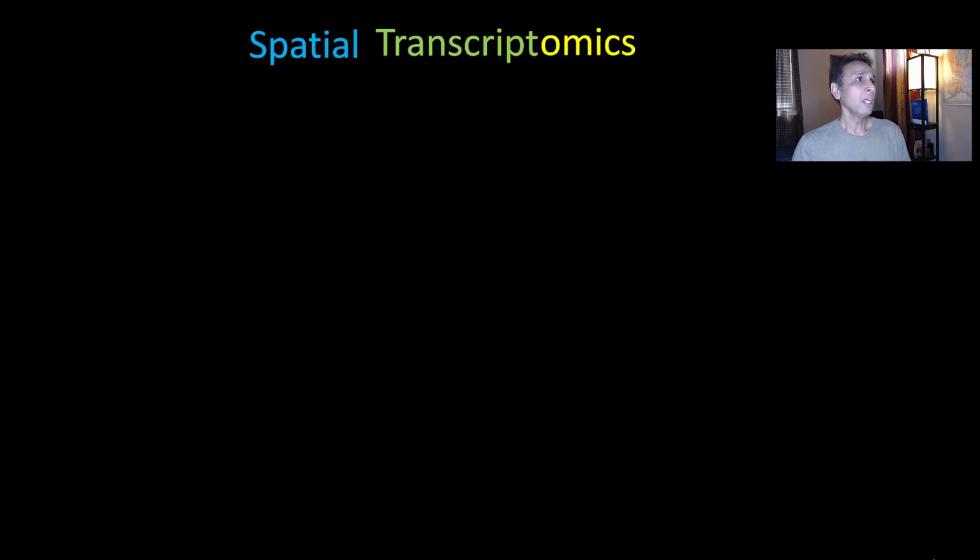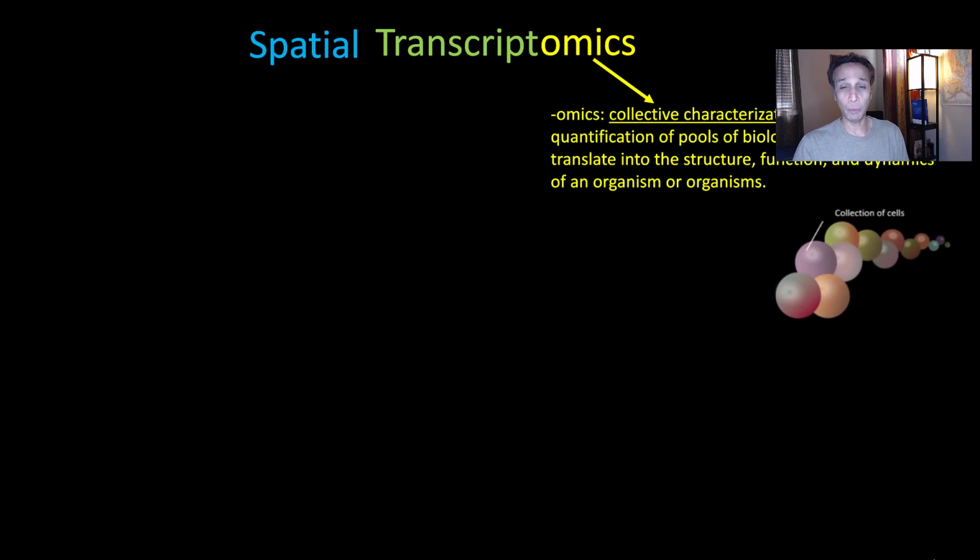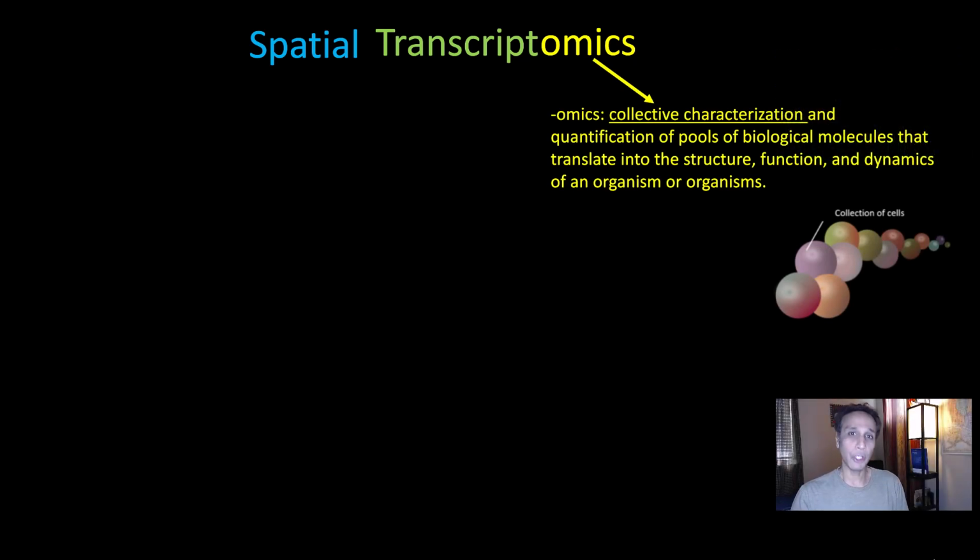Now, first things first, let's understand what spatial transcriptomics is. It's made up of two words, and transcriptomics is transcript and omics. So let's start with omics. You have genomics, you have proteomics, right? You probably have heard omics quite a bit. Omics basically means a collective characterization. You're not just looking at one single cell, you're looking at a collection of cells or proteins or whatever the molecules, and translating that into what the structure, function and dynamics of this organism are. It can be a mouse, it can be a human, but omics refers to collective characterization.